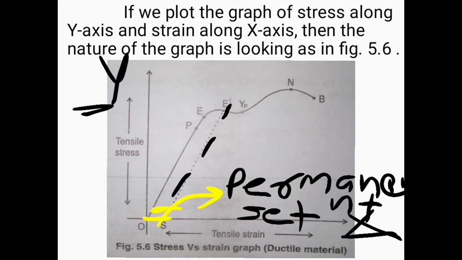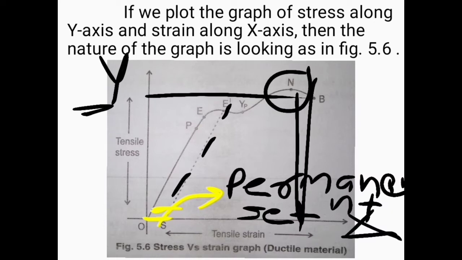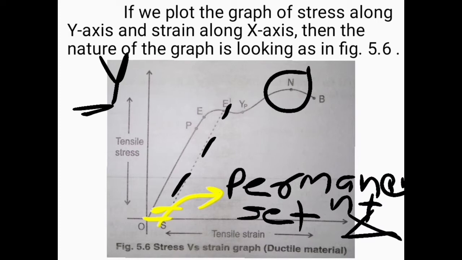From this, the stress corresponding to the point N is called the tensile strain. The stress corresponding to point N we will call the tensile strain, because on the x-axis we have taken strain. So N is our tensile point. What is the tensile point? Because the stress corresponding to the point N is the tensile strain. So point N is nothing but the tensile point. Can you define the tensile strain? Okay, I will tell you. Tensile strain is the ratio of maximum load to the original area of cross section.